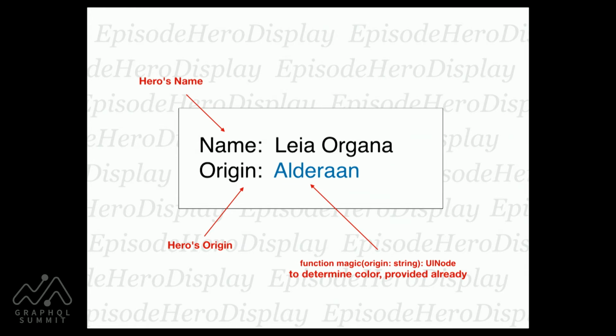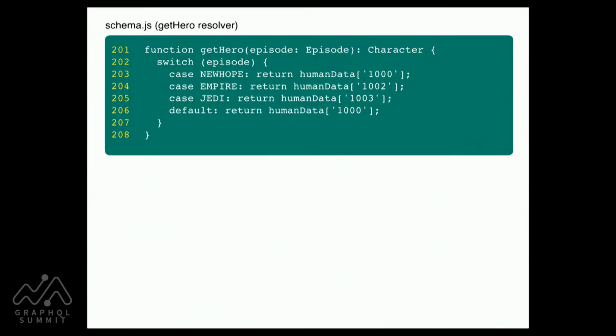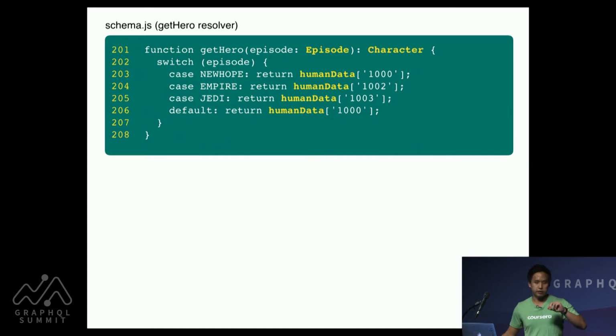To start on this task, we might look into our resolvers in our schema. We see the resolver that we want, a hero resolver. We notice that the input to this resolver is an episode, and episode is an enum. Then it returns a character of some sort. We might also notice that all the return values here are human, so there might be a relationship between character and humans.